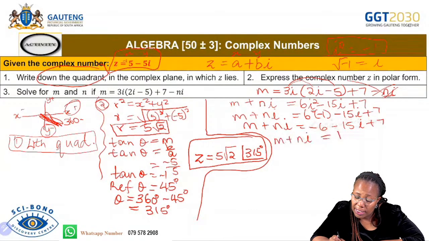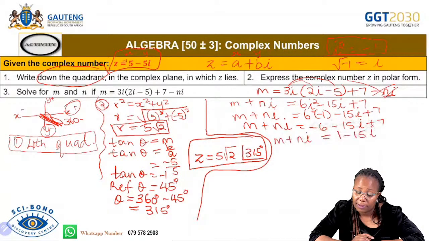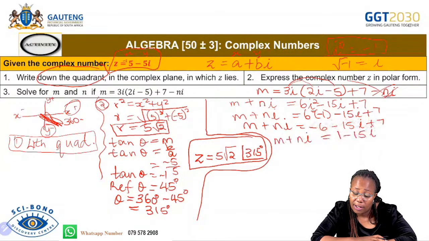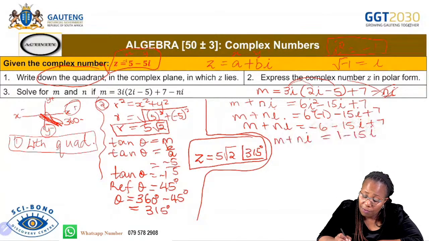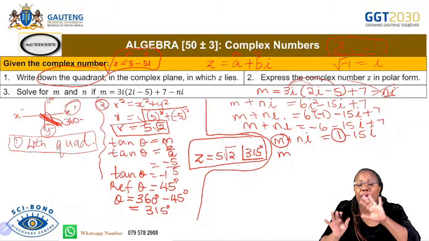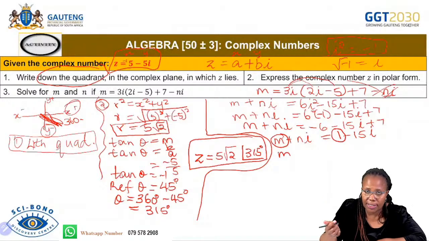Okay, and then minus 15i there. Right, there we are, grade 12. And then from here now we want to identify which value goes with what. If you look at this now, you can see that the m is the one that is not having i, it will be equal to 1. You just compare your left hand side versus the right hand side, okay?